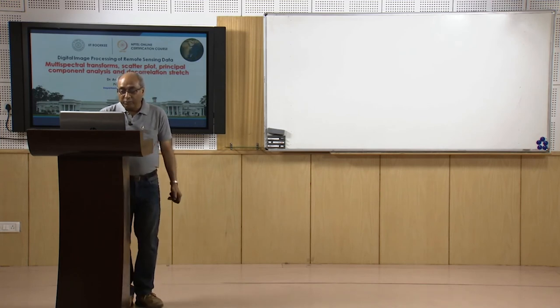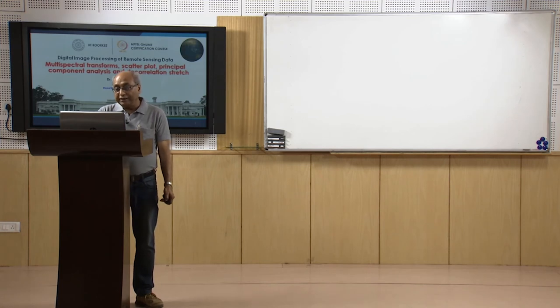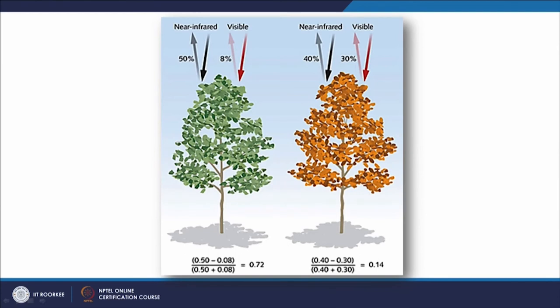Here is the example. This is the healthy vegetation. On the right side you are seeing vegetation which does not have much chlorophyll. So here in infrared the reflection is about 50% and in visible just 8%. But when we go for dry leaves or vegetation suffering from stress, maybe lack of water or some disease, the near infrared reflection has reduced to roughly 20%, whereas visible reflection has increased very significantly from 8 to 30.